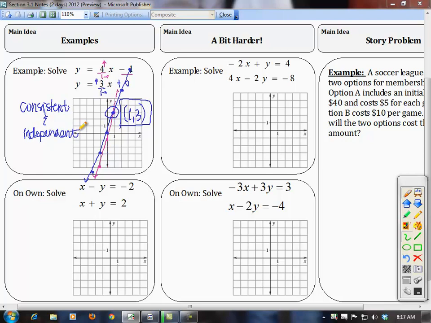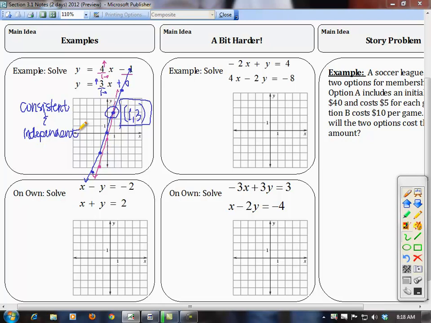Okay, so what we're going to have you do for the one on your own, obviously you're going to have to solve for y first. And then once you do that, we want you to put your system on your graph and then label its solution and classify the system. Okay, so there's the first one.